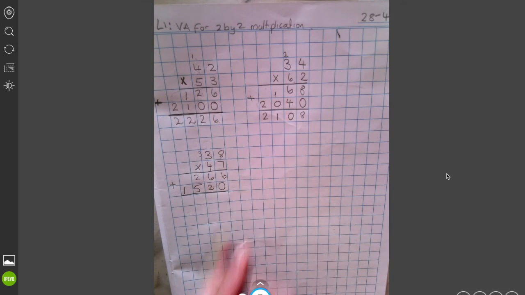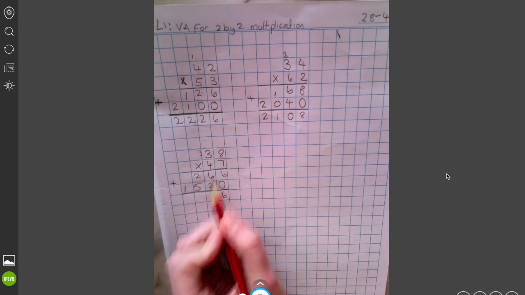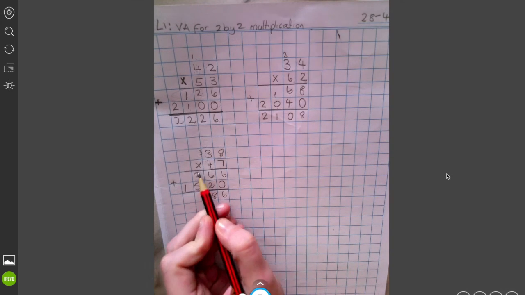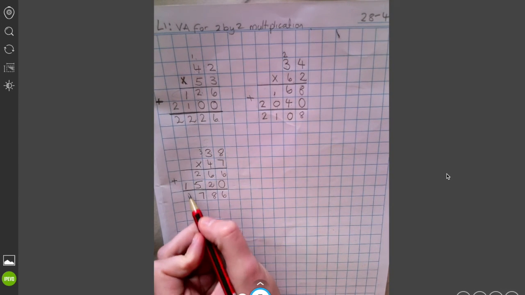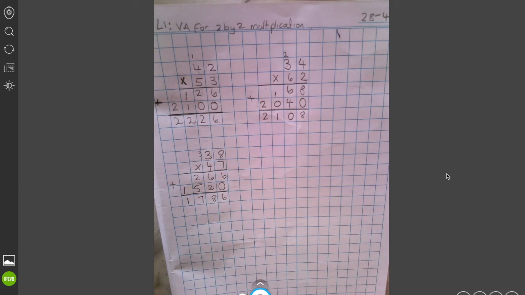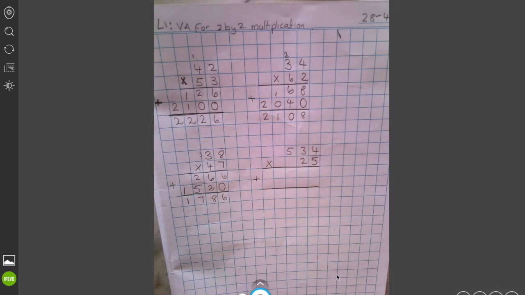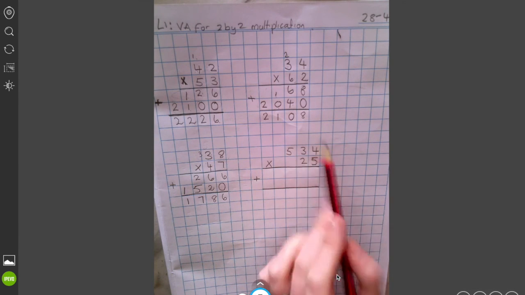6 plus 0 is 6. 6 plus 2 is 8. 2 and 5 is 7. And 1 and nothing is 1. So that is my answer, 1,786. So this next multiplication is a little bit harder because it's now got 3 digits by 2 digits.